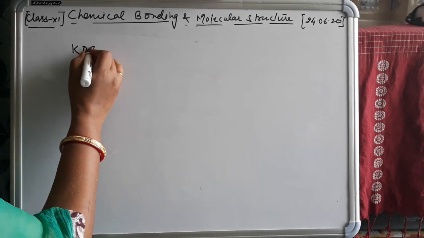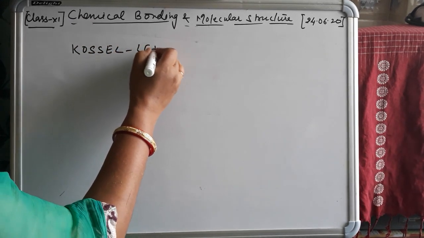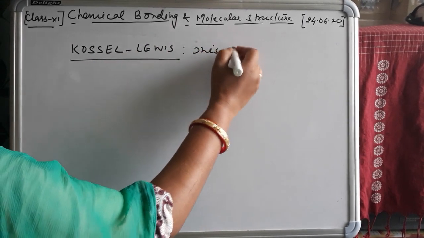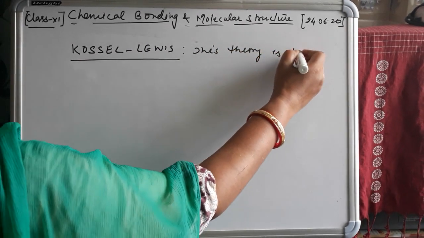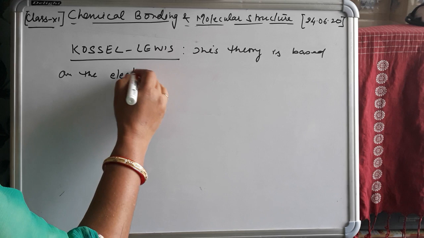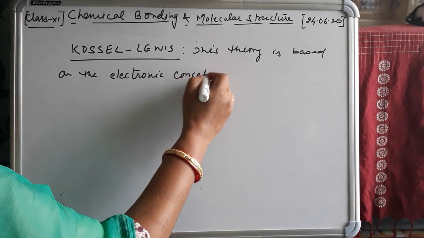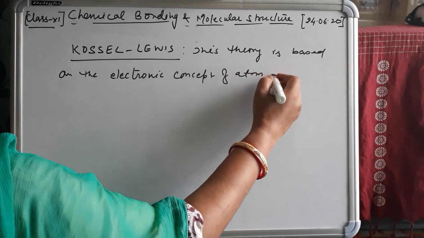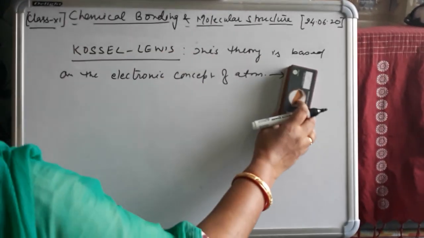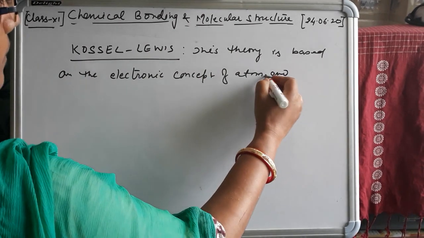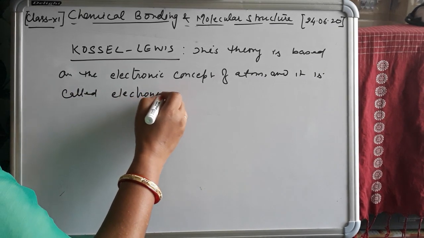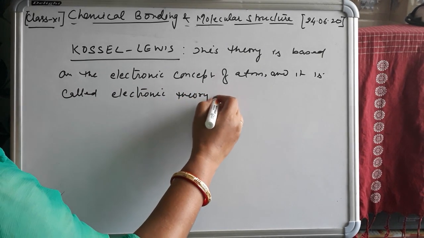The first approach by the scientists is the Kossel-Lewis approach. This theory is based on the electronic concept of atom, so it is also called the electronic theory of valency.